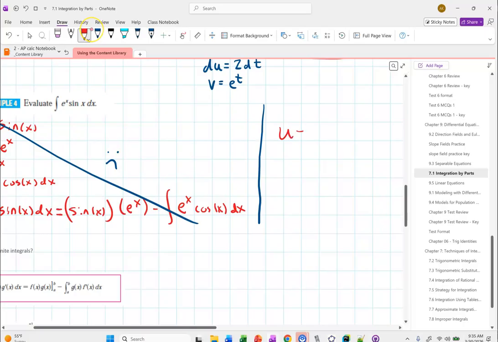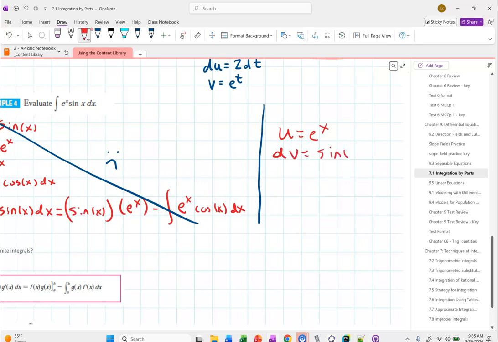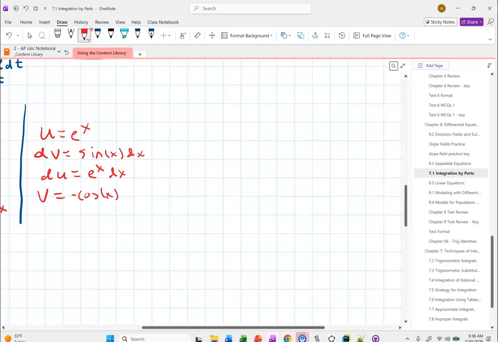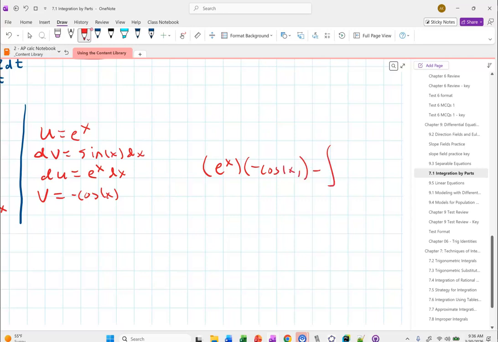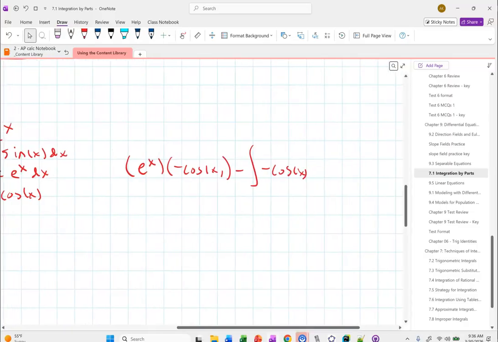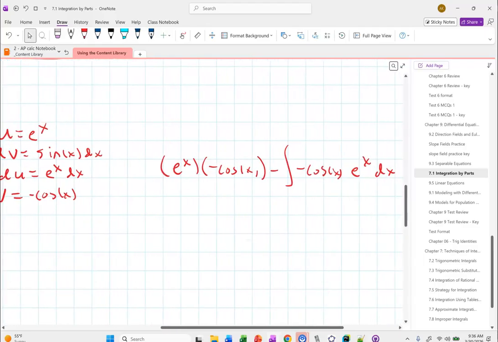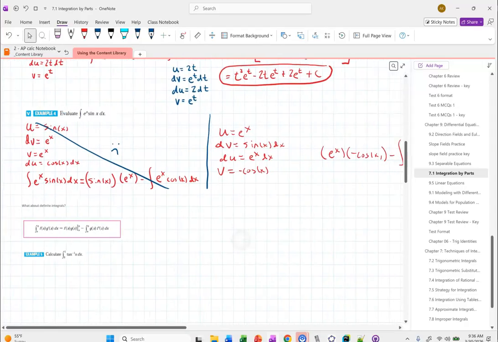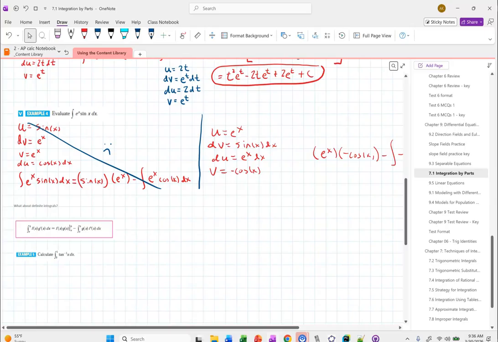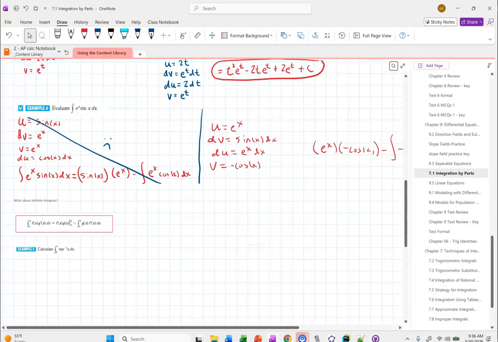Let's try it again. So this time we'll pick u to be e to the x and dv to be sine x. So du is going to be e to the x dx, and v will be negative cosine x. Everybody feel okay? So we have u times v minus the integral of v du, and that looks basically the same thing, right?